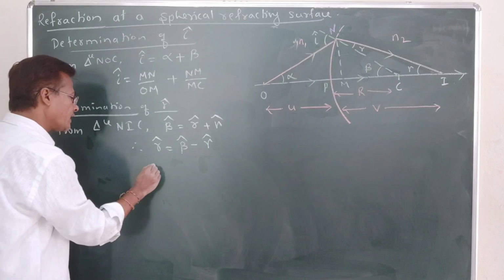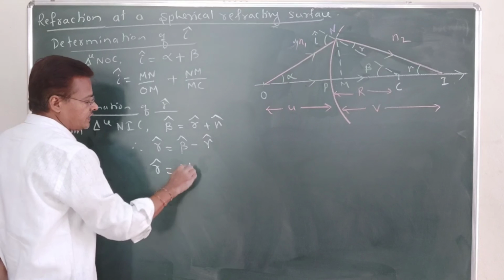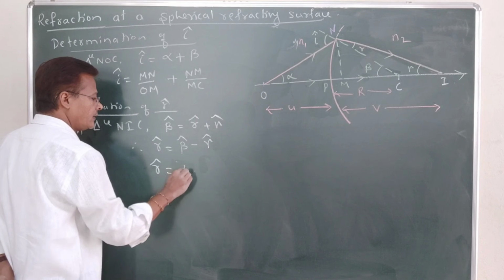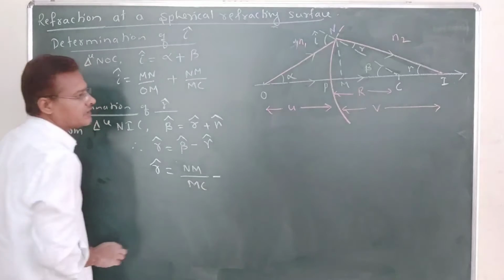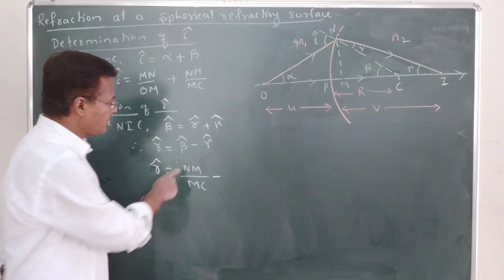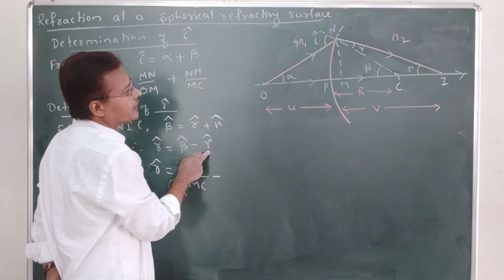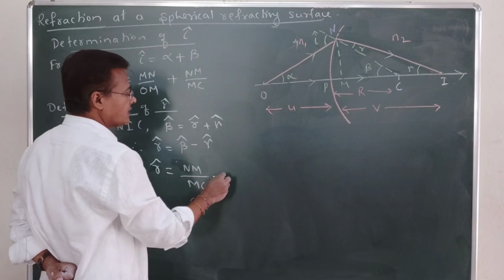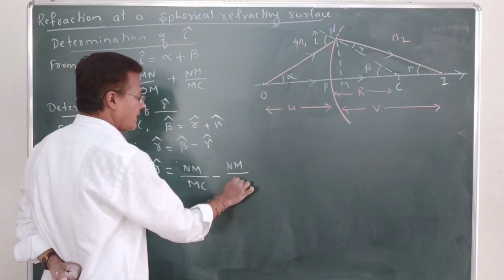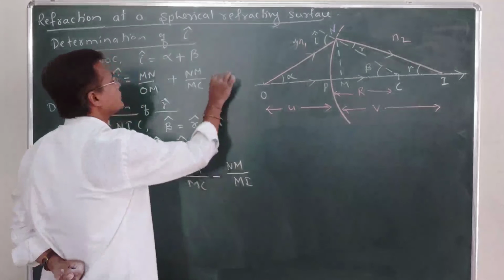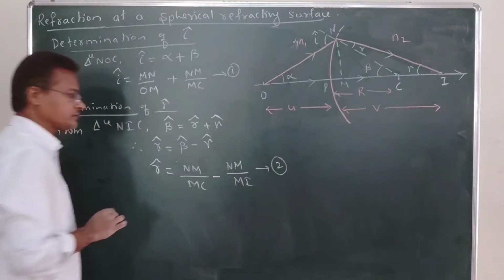Already we calculated the value of beta, that is Nm by MC. This is Nm divided by MC minus gamma. Gamma is Nm by MI. This is equation 1, and this is equation 2 we are calling it.